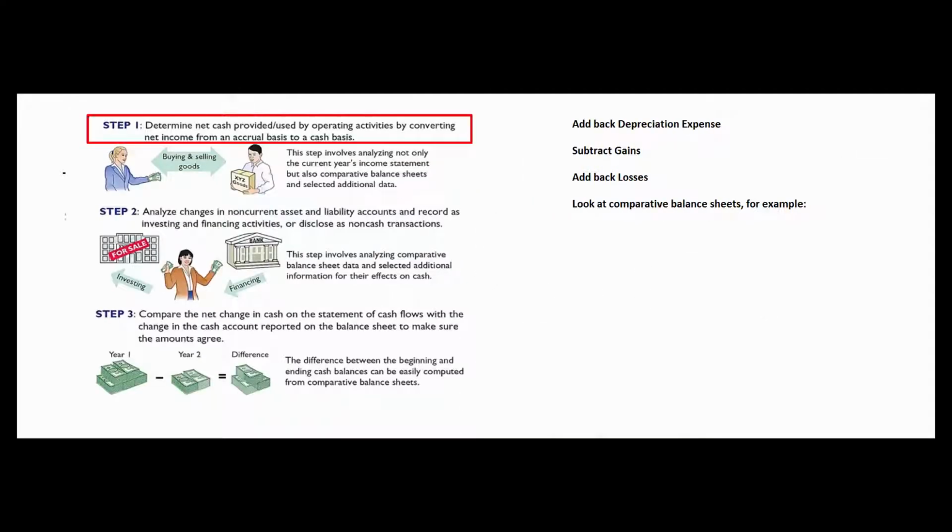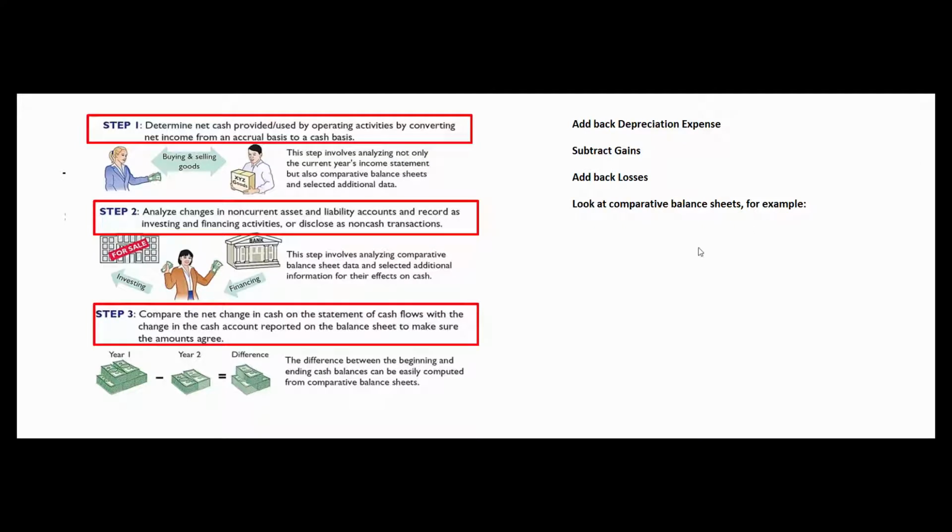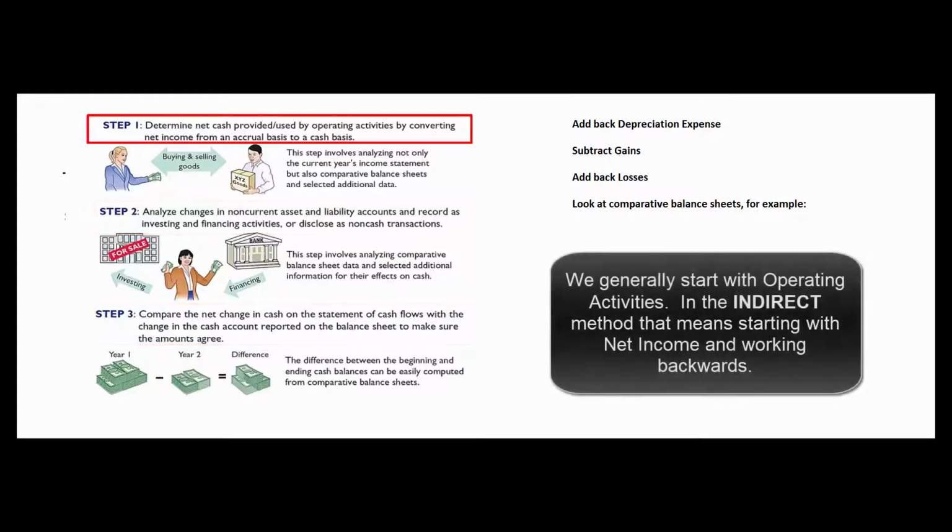I like to think of 3 steps: convert the income statement to a cash basis, look at changes in non-current assets and liabilities, and then double check our answer. The first one is about converting our income statement from an accrual basis back to a cash basis.